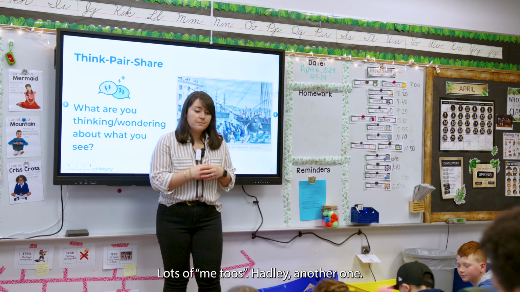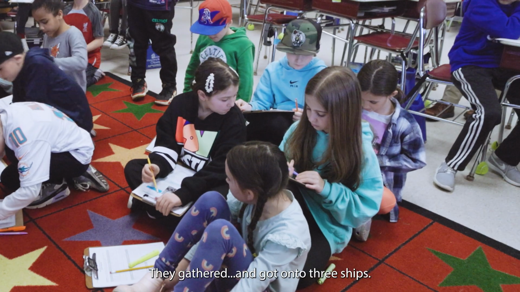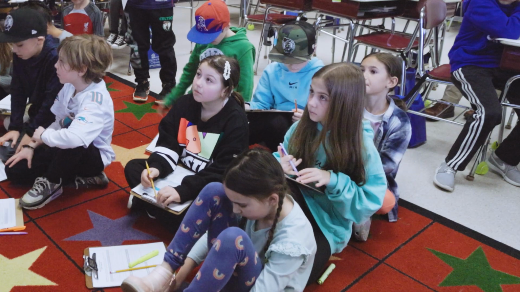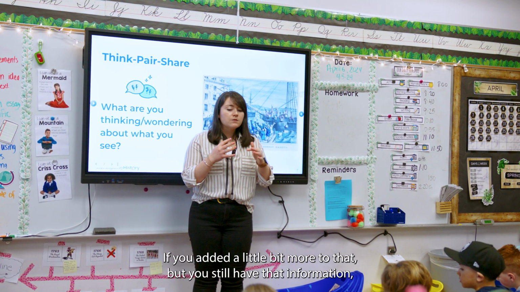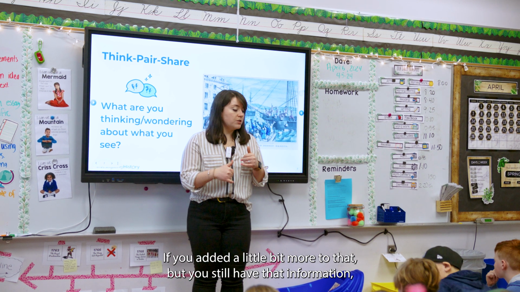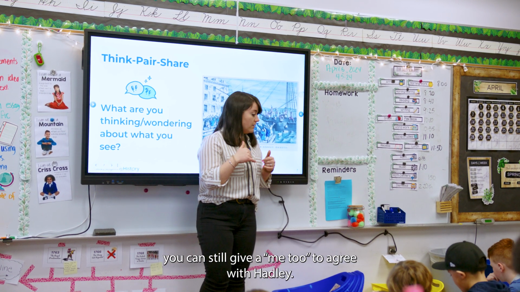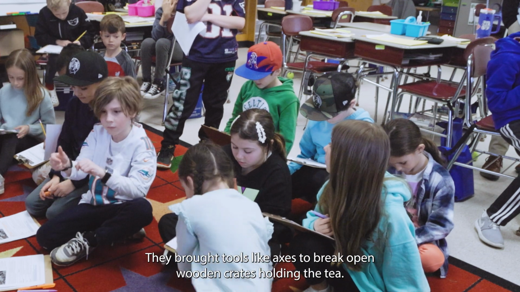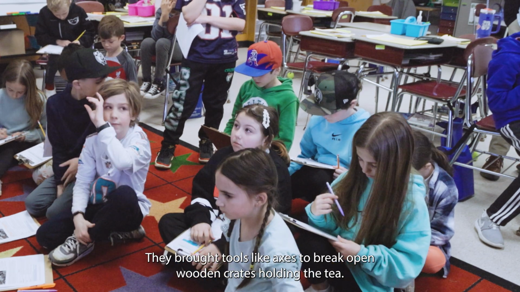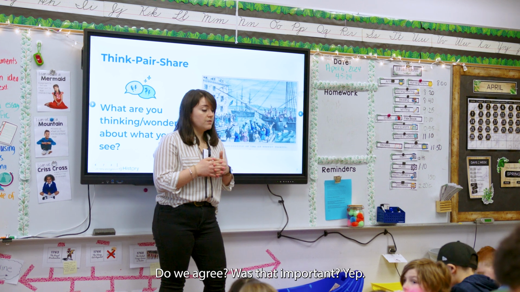Hadley, another one. They gathered in 3 groups on the Griffin Wharf and built ships. So they gathered, they got onto 3 ships. If you added a little bit more to that, but you still have that information, you can still give a me too to agree with Hadley. Nico? They brought tools like axes to break open wooden crates holding the tea. Do we agree? Was that important?